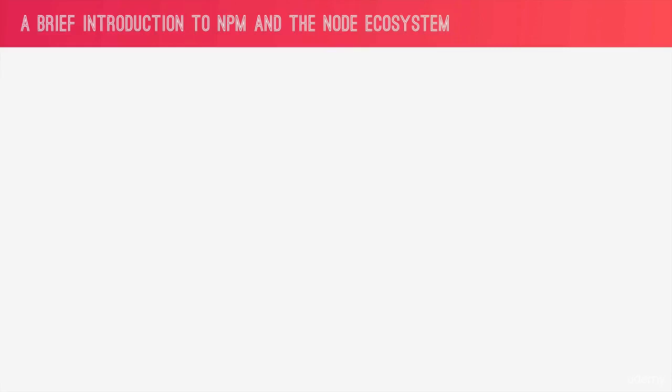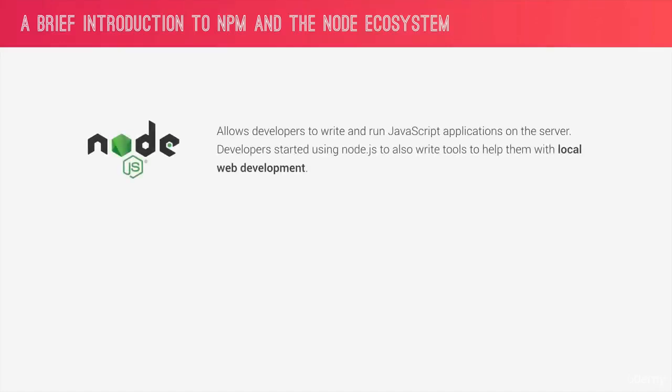And what I'm talking about is the huge Node.js and NPM package ecosystem, where you can find all kinds of open source tools and libraries and frameworks needed for modern web development. And one of these packages is a package to compile Sass, which we're about to use. So it all starts with Node.js, which is an open source JavaScript runtime that allows developers to write and run JavaScript applications on the server.